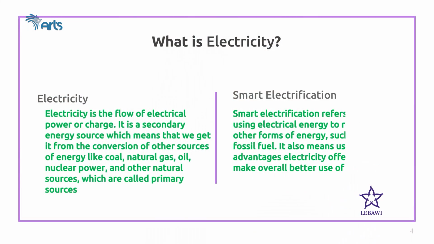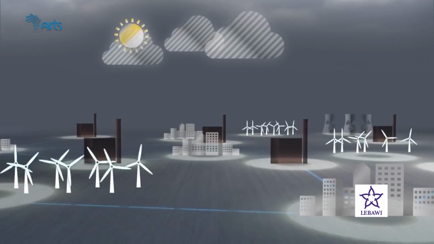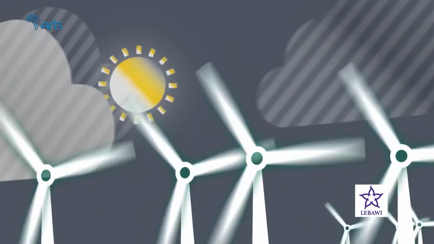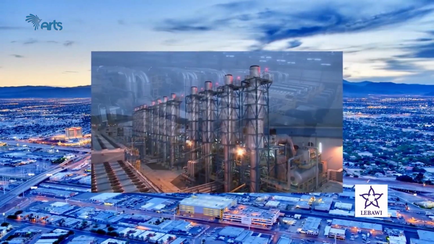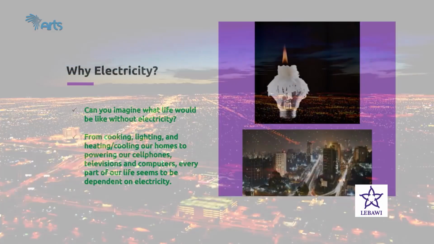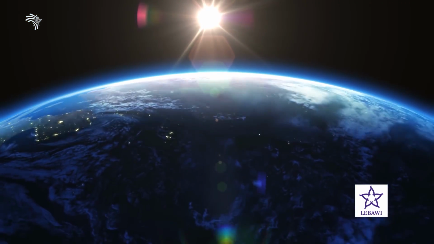The means of using electrical energy to replace other forms of energy such as fossil fuel is called smart electrification. It also means using the advantage electricity offers to make overall better use of energy. Electricity is an essential part of modern life and important for every country's economy.